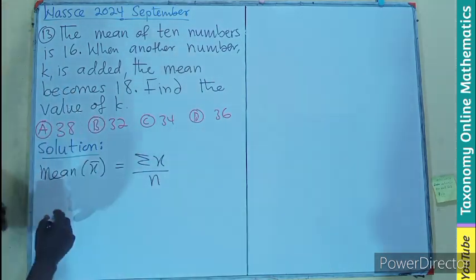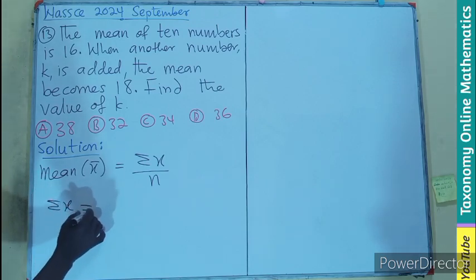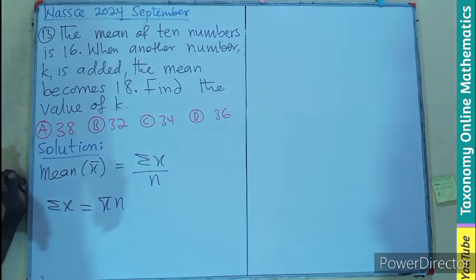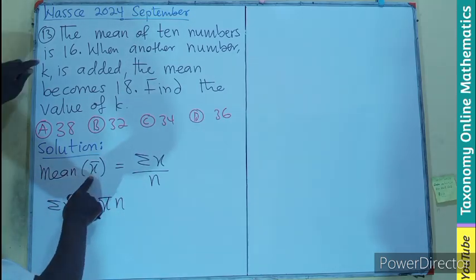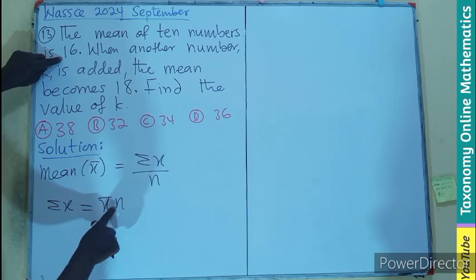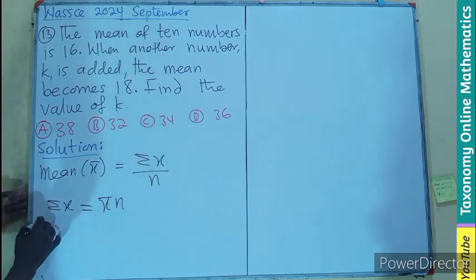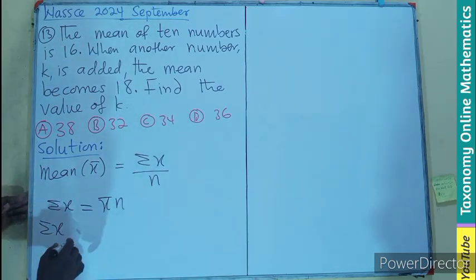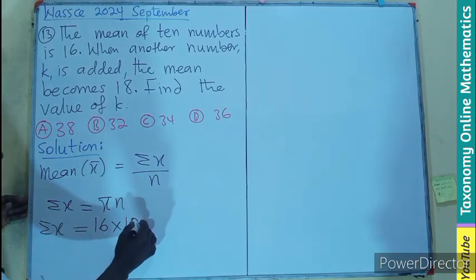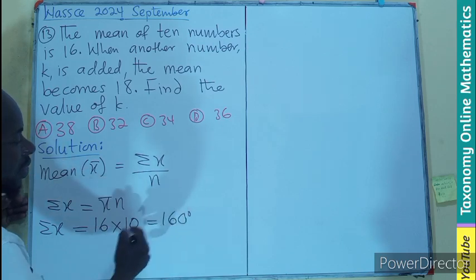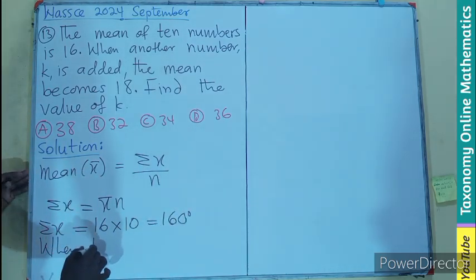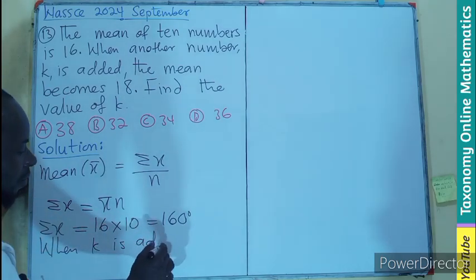So let's find the sum of those numbers. It will become the mean times N, right? For the first instance, the mean is given to us as 16. The numbers are 10. That means the summation of all data is going to be 16 times 10, and that will give us 160.